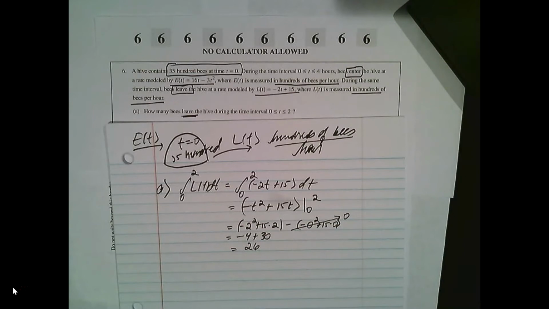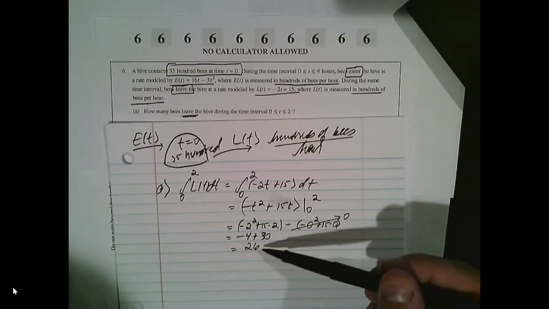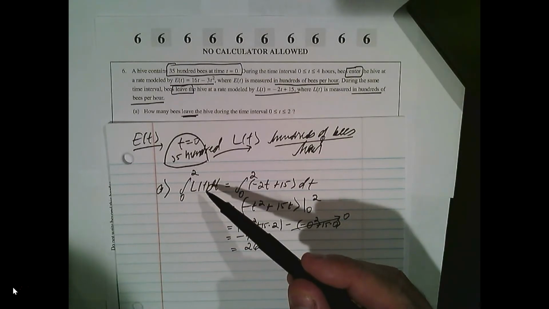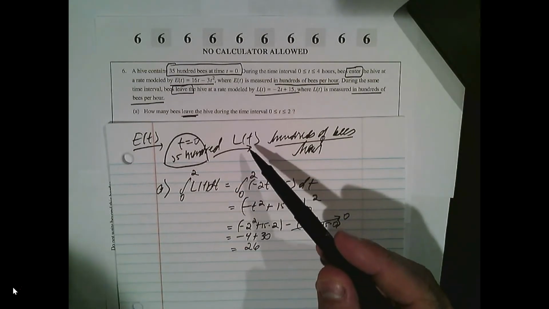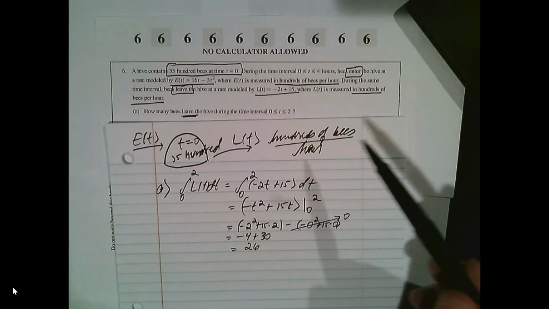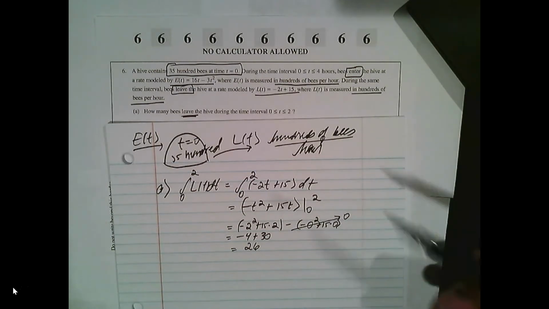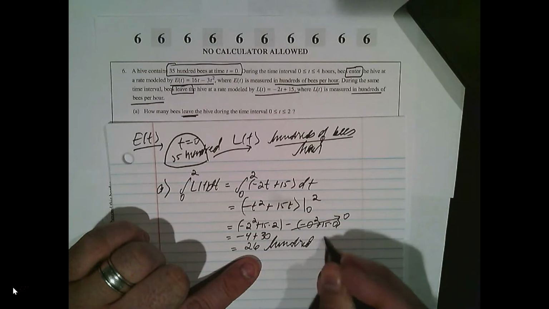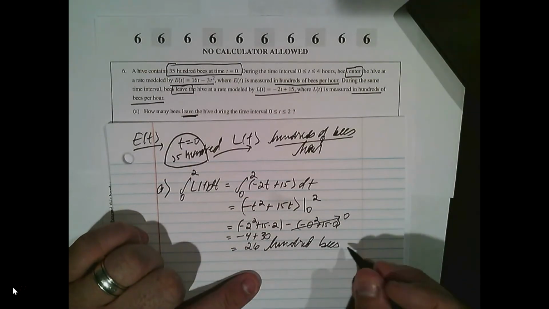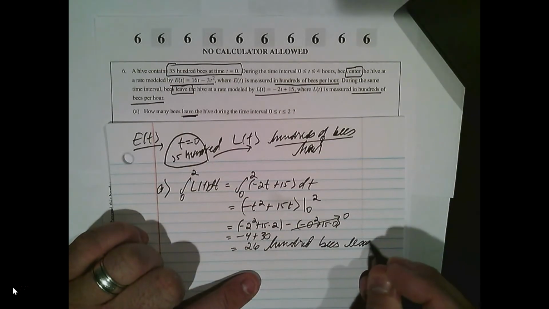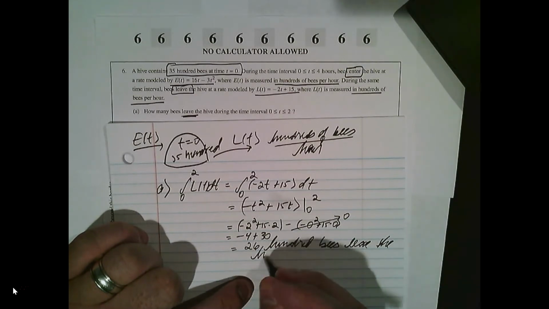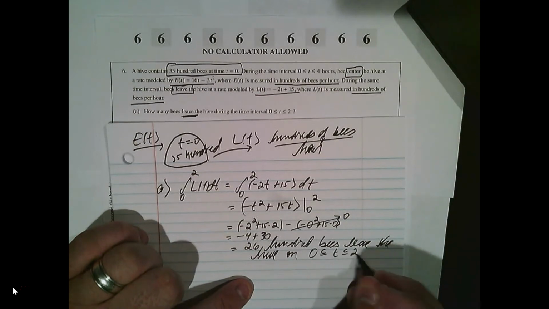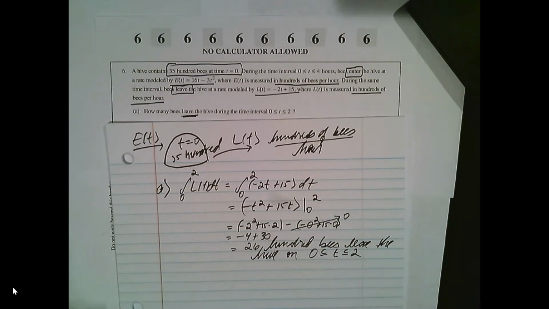Now let's be careful. That 26 is what you got from integrating L of t, which is the rate that bees are leaving in hundreds of bees per hour. So what does this mean? This means that 2,600 bees, not 26 bees, 2,600 bees leave the hive on the interval 0 less than or equal to t less than or equal to 2.